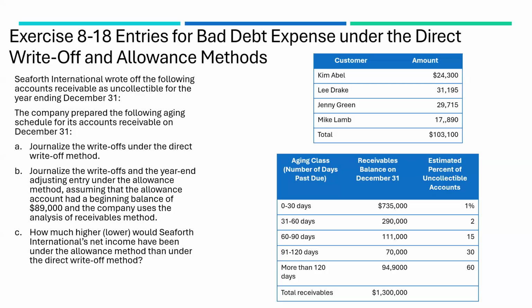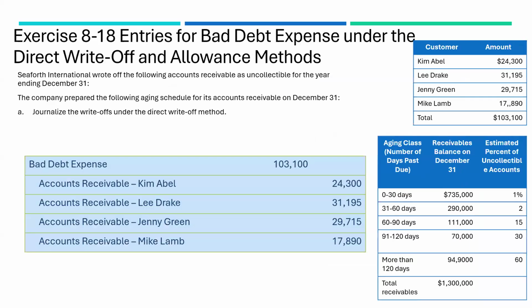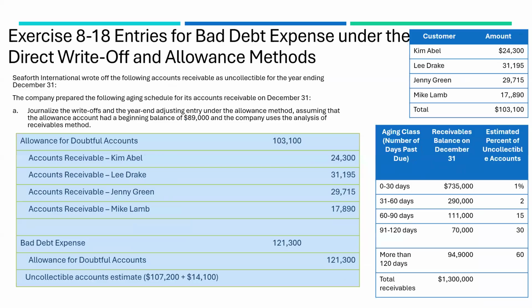And then at the end of the year, we determine our percentage of uncollectible accounts. We multiply 735 by 1%, 290 by 2%, 111 by 15%, and 70,000 by 30%, and then 94,000 times 60%, and we get our desired ending allowance of 107,200.